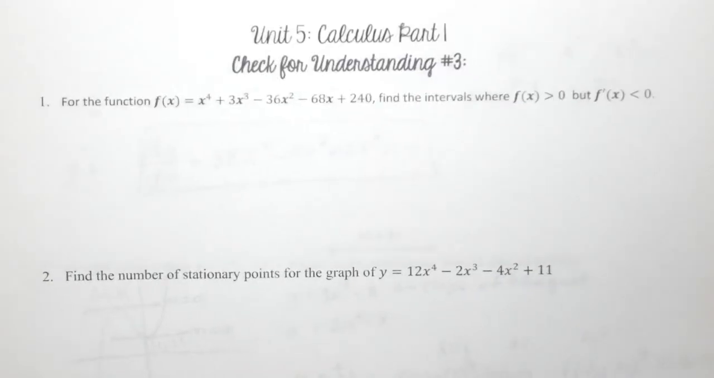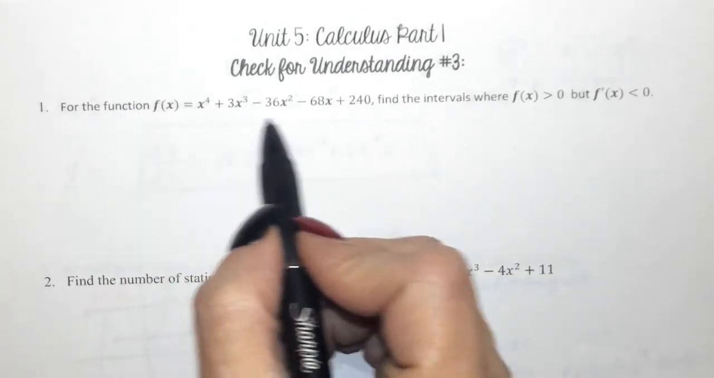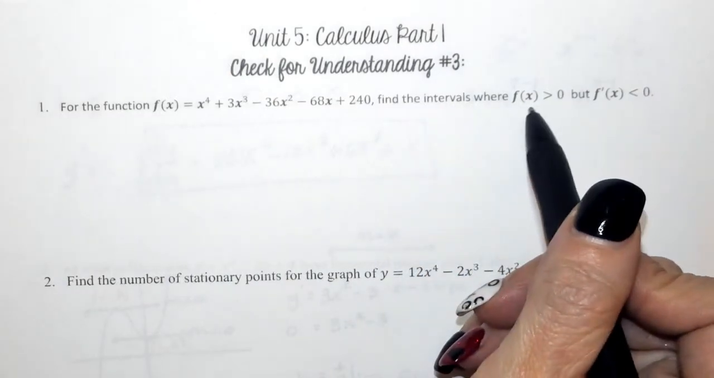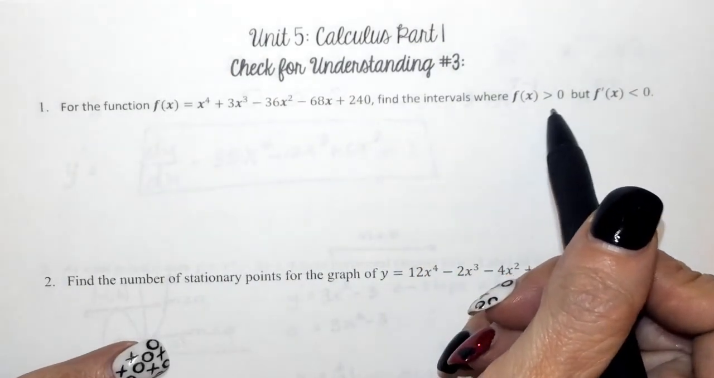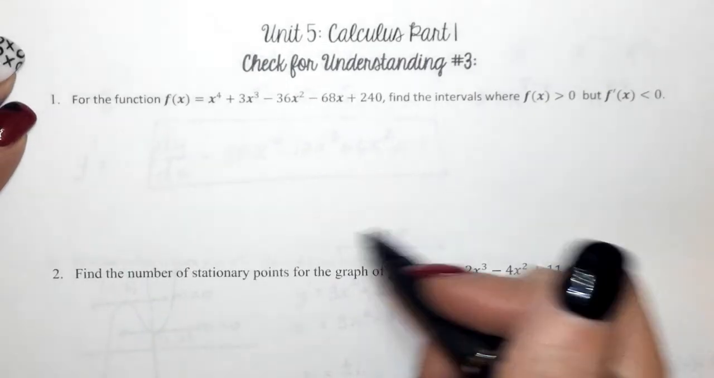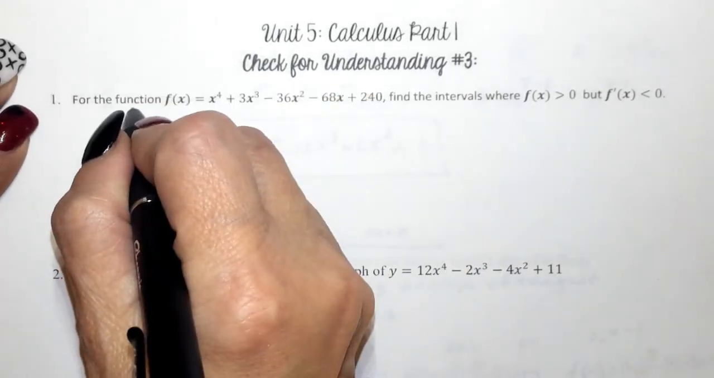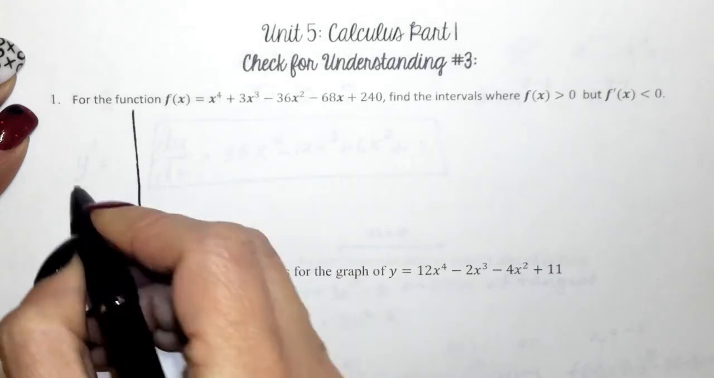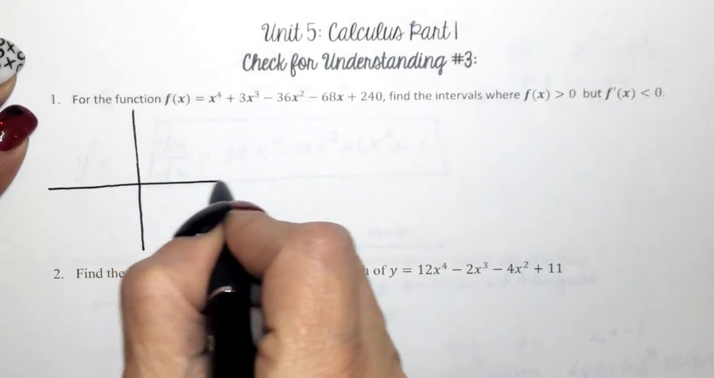Hey gang, so this is the check for understanding number 3 that I sent you home with today. Let me see if I can help you through some of this. For this function, find the intervals where f of x is greater than 0, but f prime of x is less than 0. The only way to do this is we're going to have to graph it.